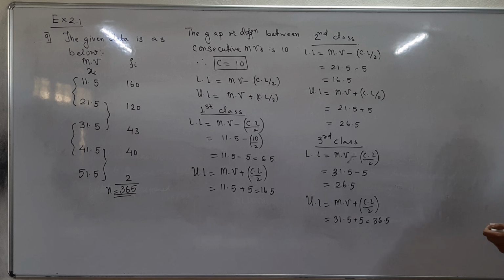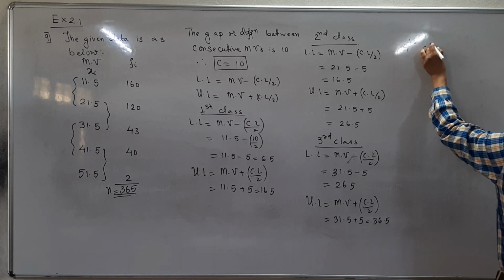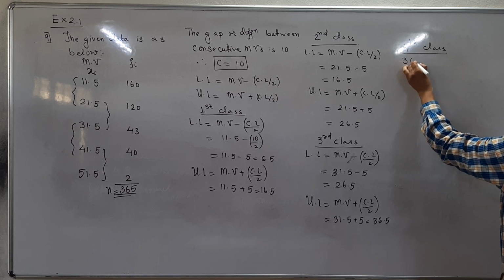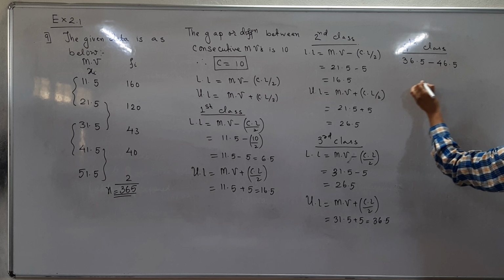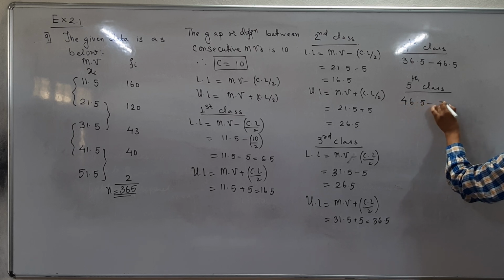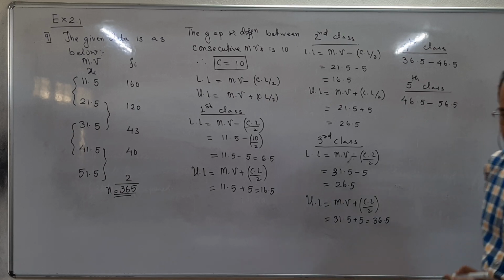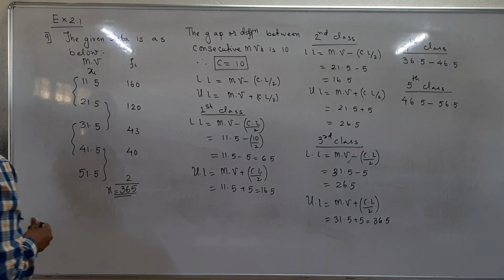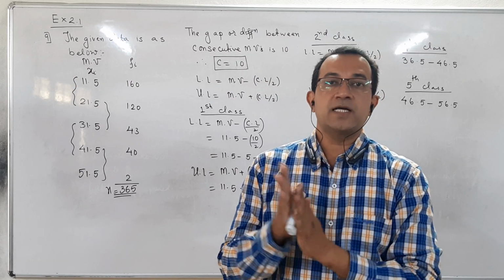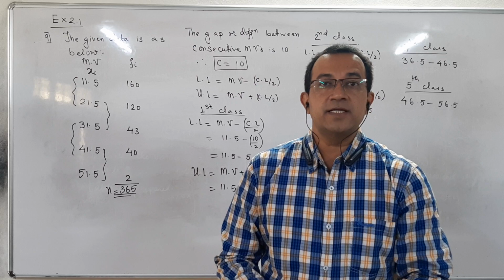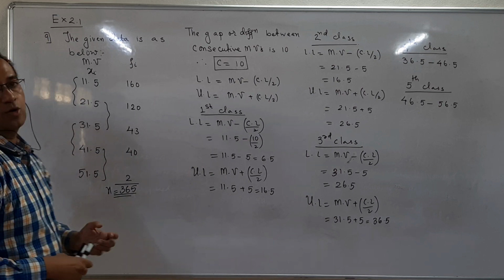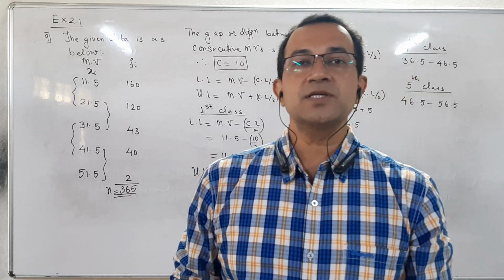Okay, students, so for fourth class and fifth class, I am not showing the calculation, it will be 36.5 to 46.5, and for the fifth class, it will be 46.5 to 56.5. This is how, students, we will get all the class limits. Pay attention, the most important part of the sum, class length was not given, and class length can be considered as the gap or difference between consecutive mid values which is same throughout. So here, students, the class length is 10.